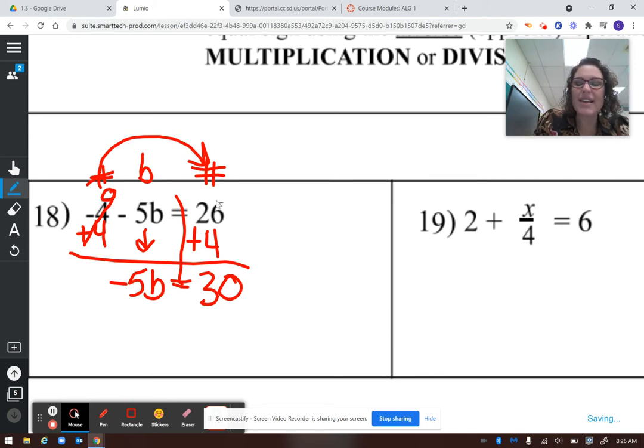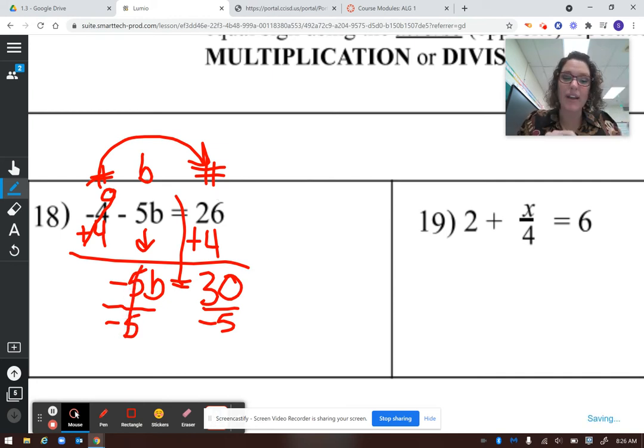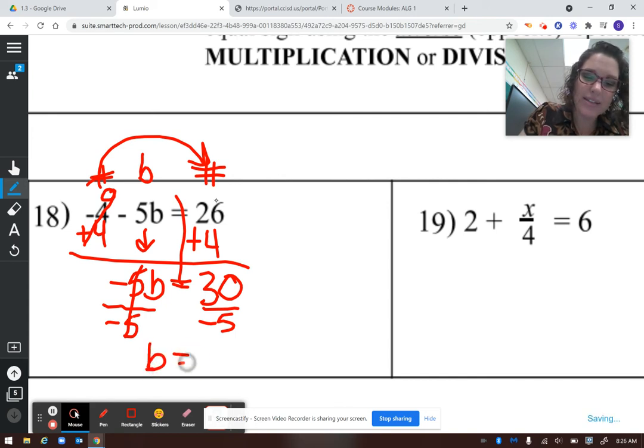Now, this negative 5b means negative 5 times b. So you do the opposite, which is divide. And you'll know you divided by the right number when the coefficients with the b match, so that negative 5 divided by negative 5 is positive 1. So 1b is equal to 30 divided by negative 5, which is negative 6.